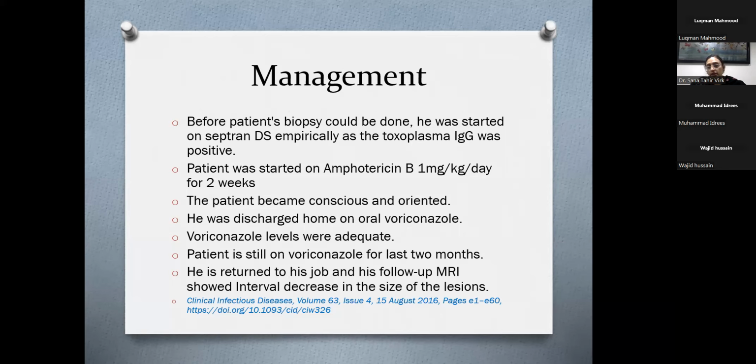The patient became conscious. The GCS improved from 9 to almost 15 by 15. He started taking orally, and we followed the voriconazole levels, which were adequate. So the patient was discharged on voriconazole. He came for follow-up frequently, and after 2 months he had already returned to his job, and his follow-up MRI that was done after 2 months showed a decrease in the size of the lesions, an interval decrease.